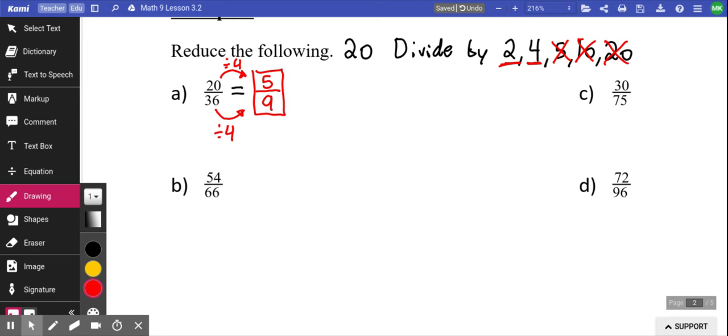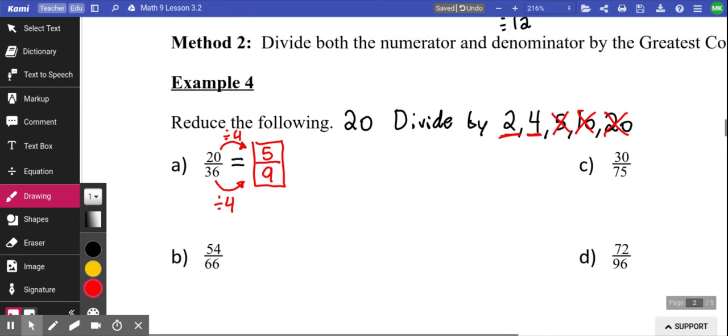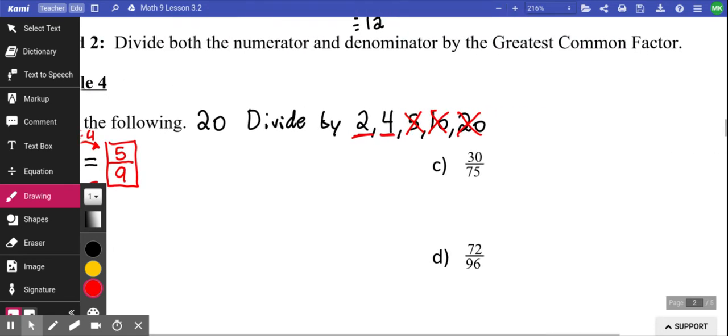This process that we just did is called dividing by the greatest common factor. I don't know if you've ever heard that term before, but it means dividing by the biggest number that divides into both things. Greatest means biggest. Common means they both have it. And factor means can divide into. Biggest number that can divide into both things. That's what that means.